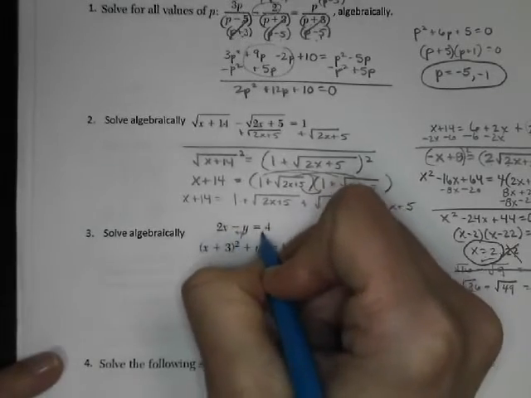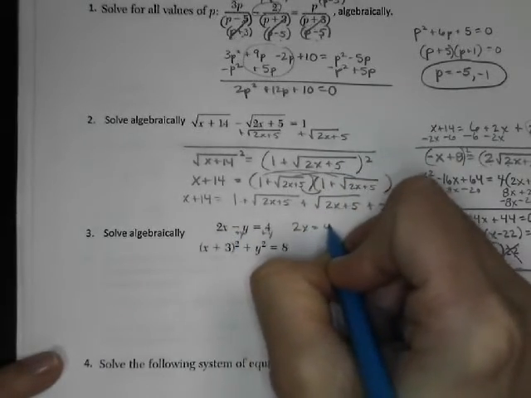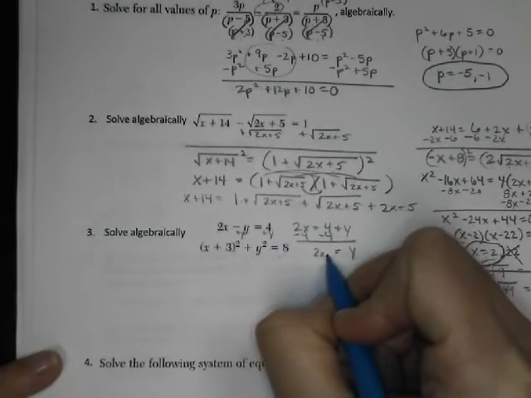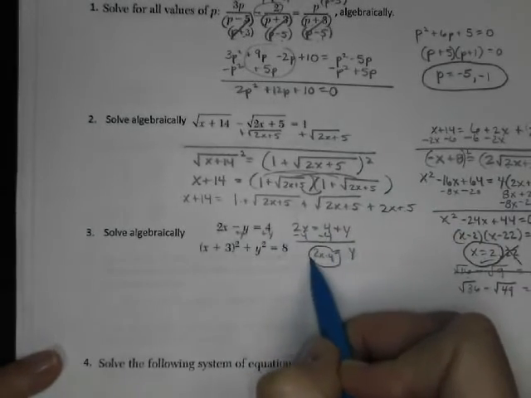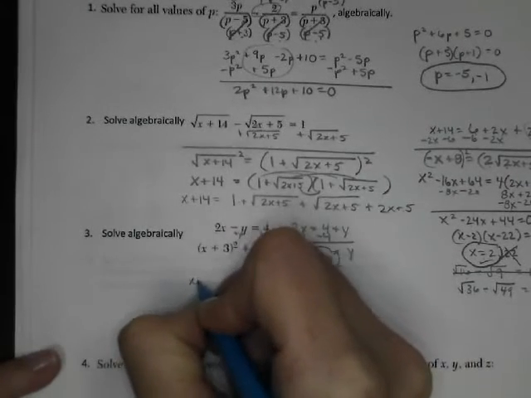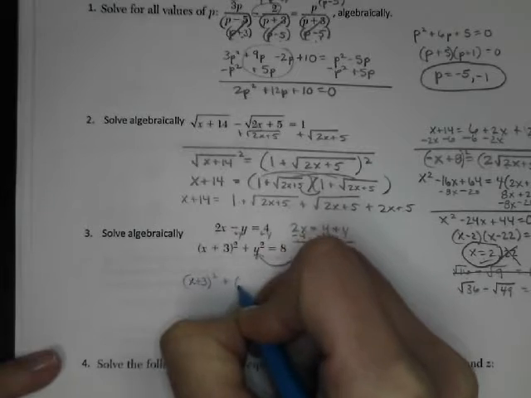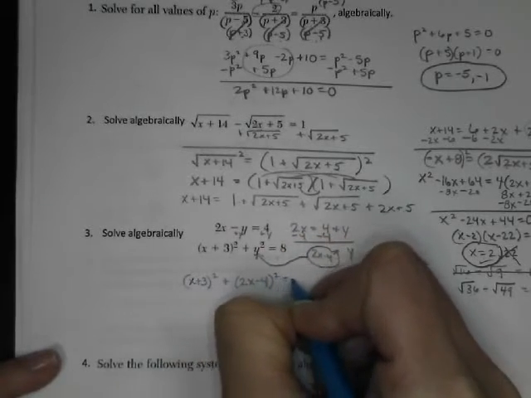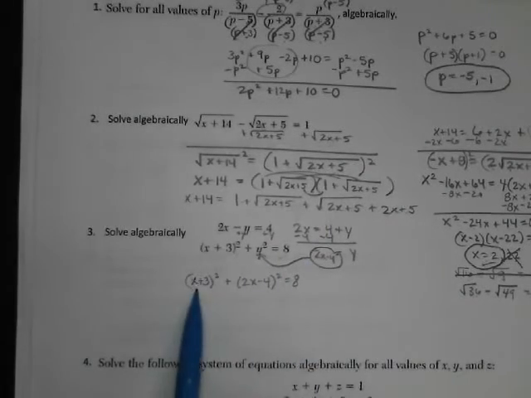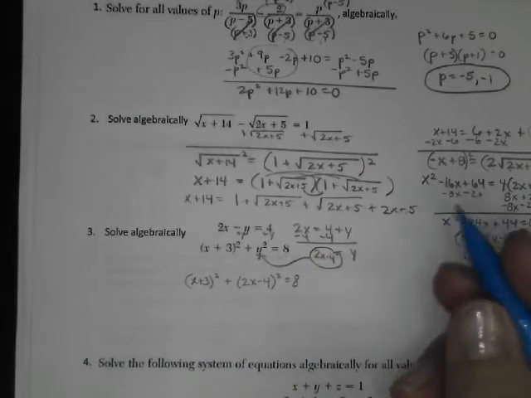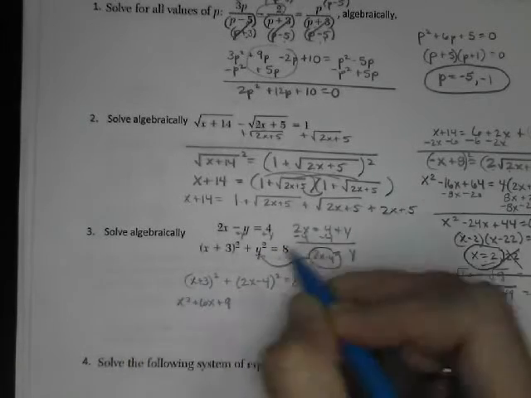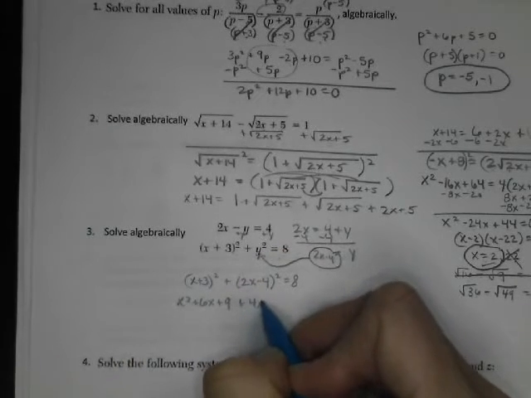I'm going to add the y over. So 2x equals 4 plus y, and then I'm going to subtract 4 over. So y equals 2x minus 4. So if y equals 2x minus 4, it's going in there. So I have x plus 3 squared plus 2x minus 4 squared equals 8. So my substitution of one equation into the other gives me an equation with all x's, which is now solvable. So I square the binomial by expanding and foiling. Square this binomial by expanding and foiling.